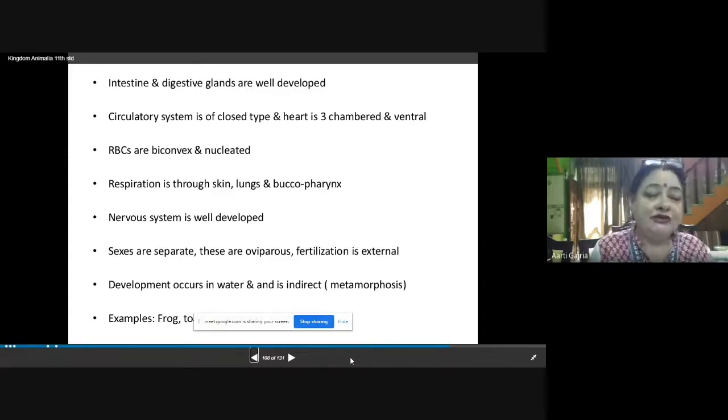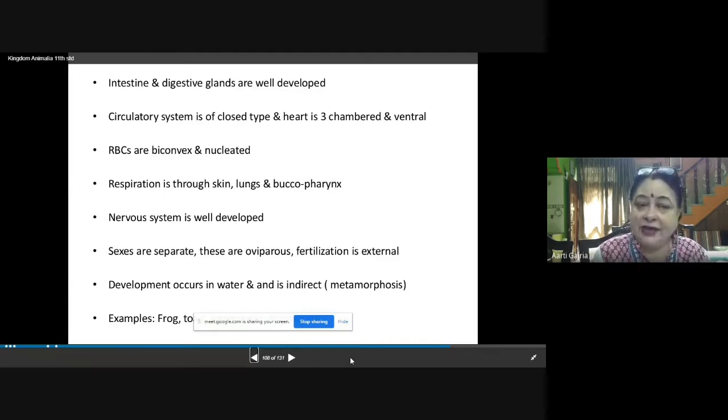Then circulatory system is of closed type. Closed type means that there is a heart and there are blood vessels. So it is a closed type. The blood is running in the closed blood vessels. And here the heart is three-chambered. In fish we saw the heart was two-chambered. Here the heart is three-chambered. Now the auricles are two auricles and one ventricle. So three-chambered heart is present, and heart is ventral. So heart is present on the ventral side.